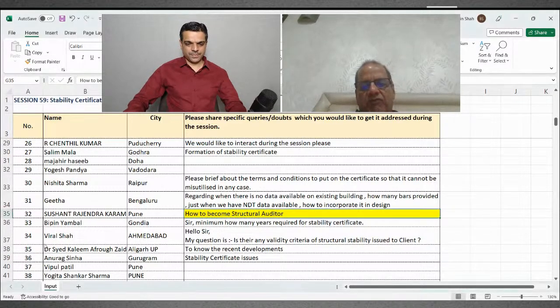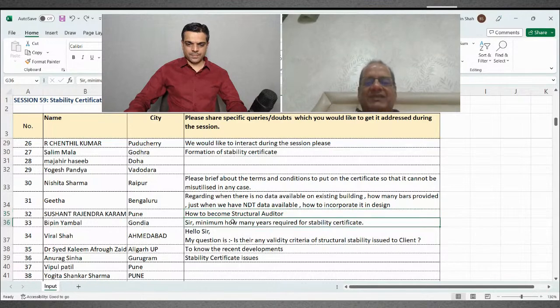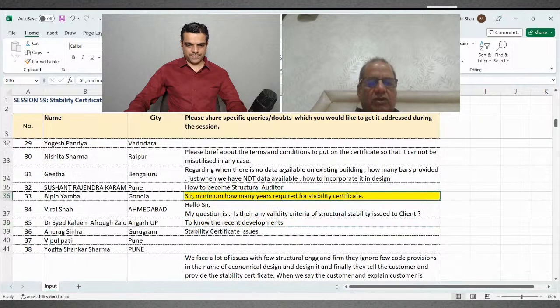Minimum how many years required for stability certificate? As a structural engineer, if you qualify as per NBC, you can issue. There is no rider.